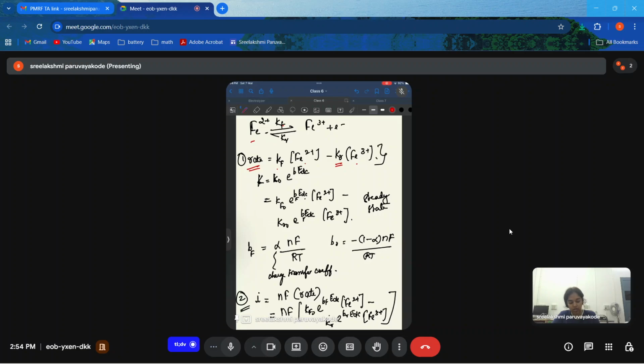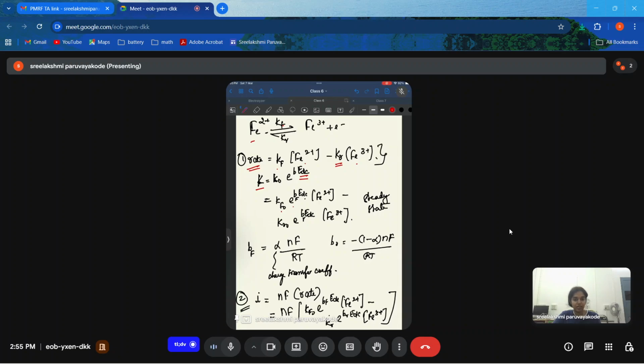Here we know that the rate constant is exponentially related to the DC potential we are applying. So with the same substitution, it becomes Kf0 e^(Bf EDC) times Fe2+ minus Kr0 e^(Br EDC) times Fe3+, where B are the factors related to the charge transfer coefficient: alpha nF by RT for the forward reaction and minus (1 minus alpha) nF by RT for the backward reaction.